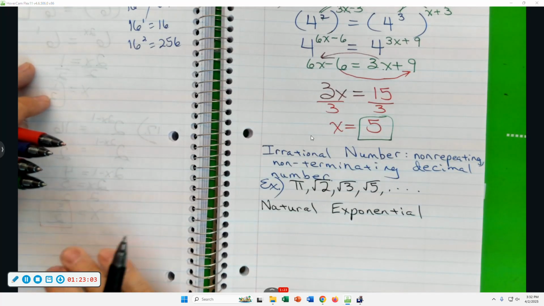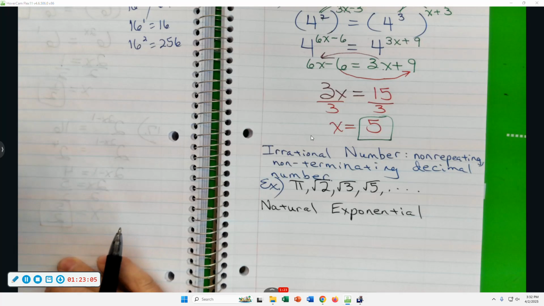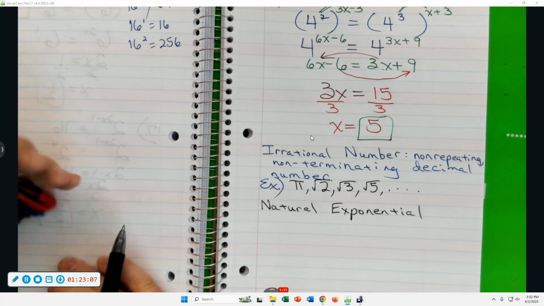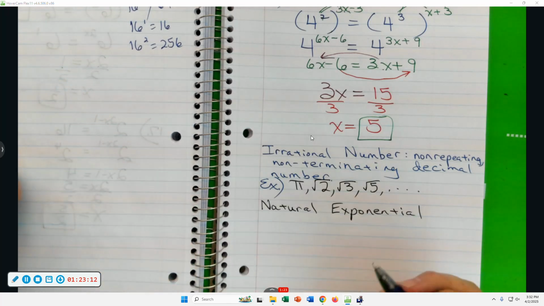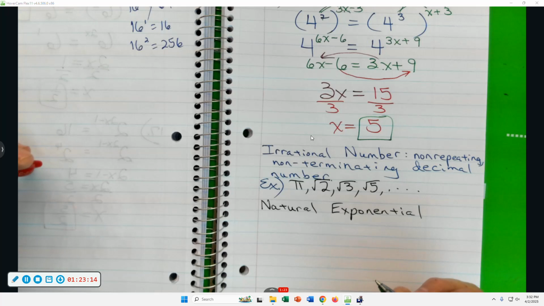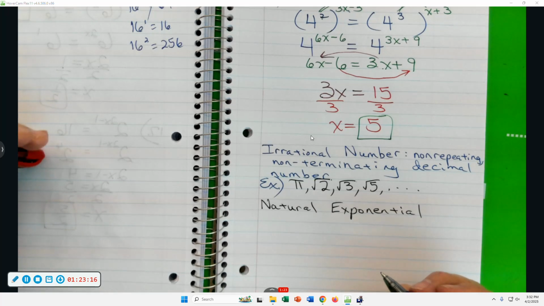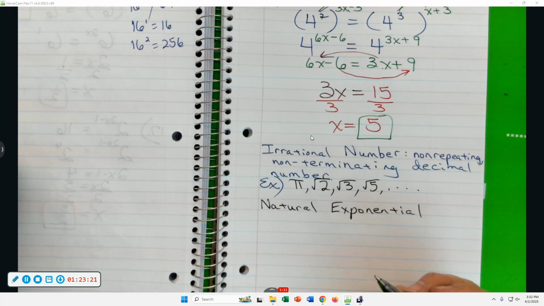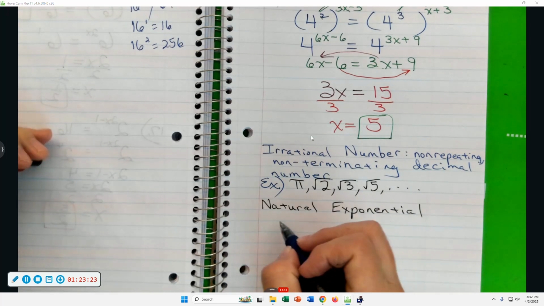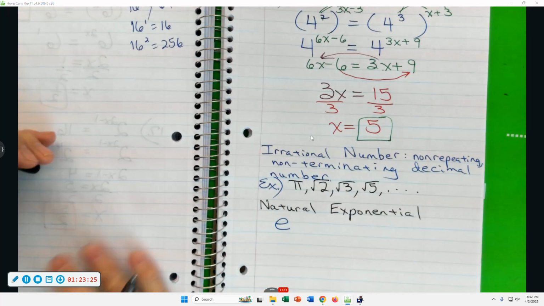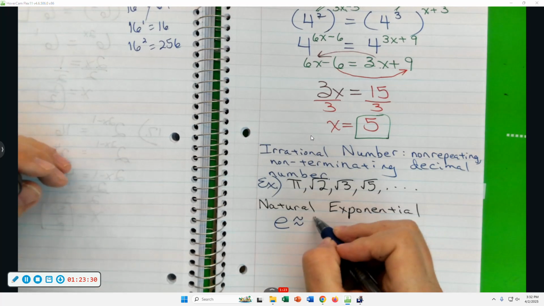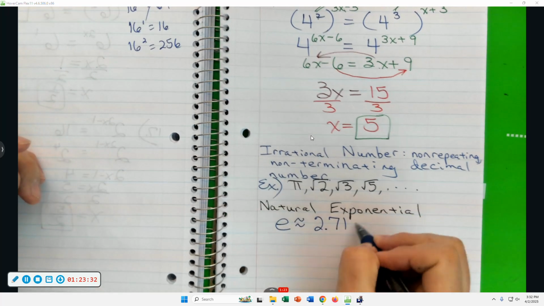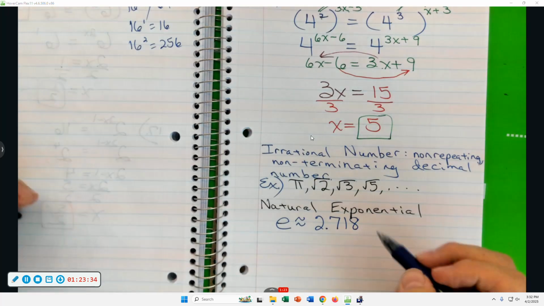The natural exponential was, for lack of a better word, discovered by Euler, a famous mathematician, and he decided to use an E because his last name started with an E, for Euler. So we have to use a symbol, and it's approximately 2.718, and that's good enough.